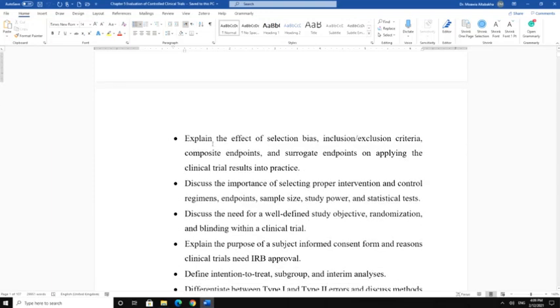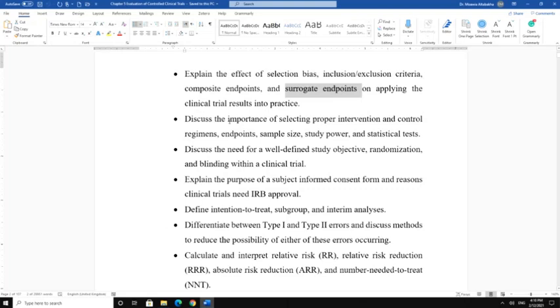Okay, you need to explain the effect of selection bias when you are involving subjects in your trial. Can there be a selection bias? Okay. Also, you need to explain what we mean by inclusion and exclusion criteria and how we should determine these criteria. You should also explain what we mean by composite endpoints. What do we mean by that? What do we mean by surrogate endpoints? Okay, and their limitations and their advantages, etc.